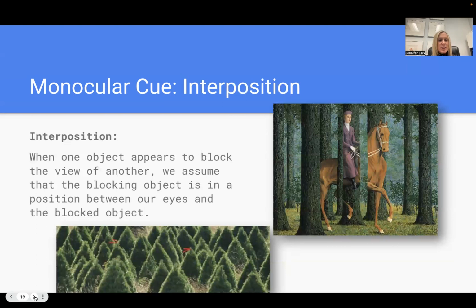Another would be interposition. Interposition is when one object appears to block our view of another one. Then we assume that the object blocking our view of the other one is actually closer to us. It's in between us and the blocked object. So in the horse and tree example, the tree seems to be blocking our view of the rear end of that horse. The tree's interposition is blocking our ability to see the whole picture of that horse. And so we think that the tree is in front of the horse, when again, really that's just a two-dimensional drawing.